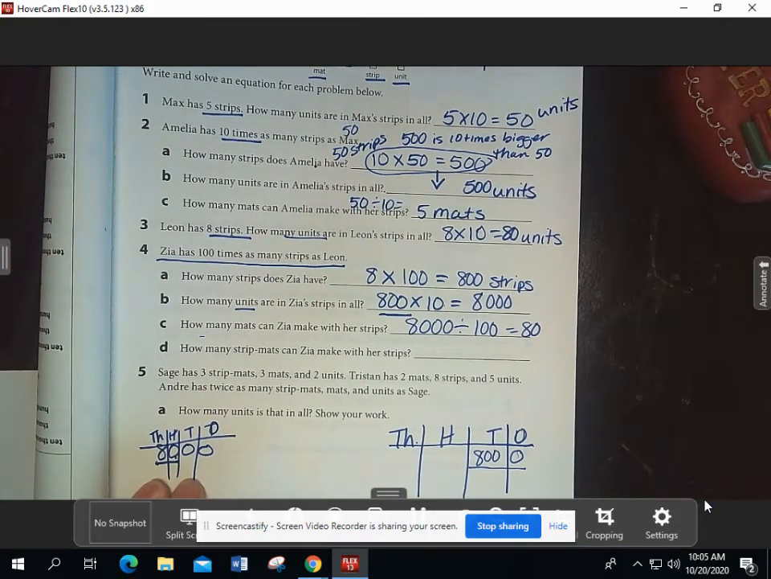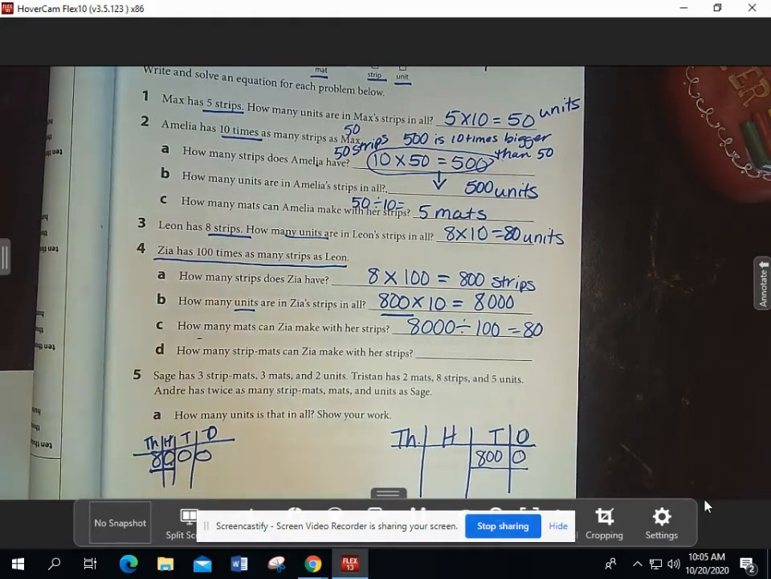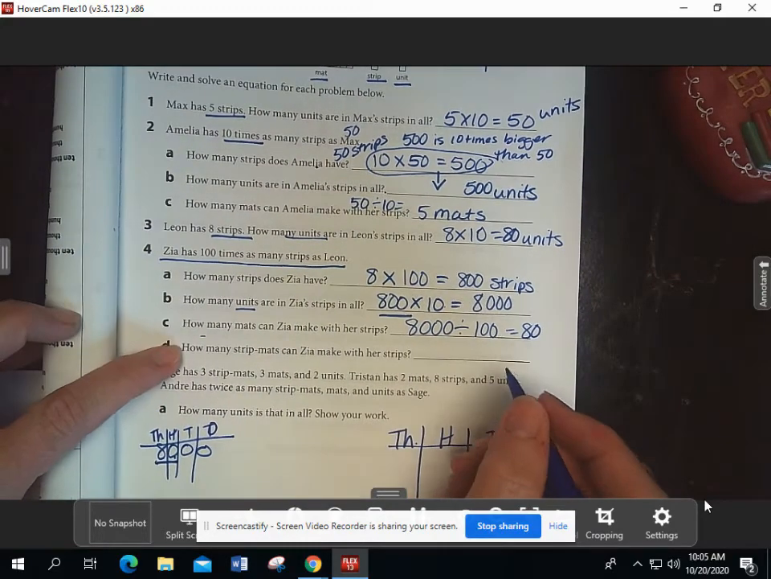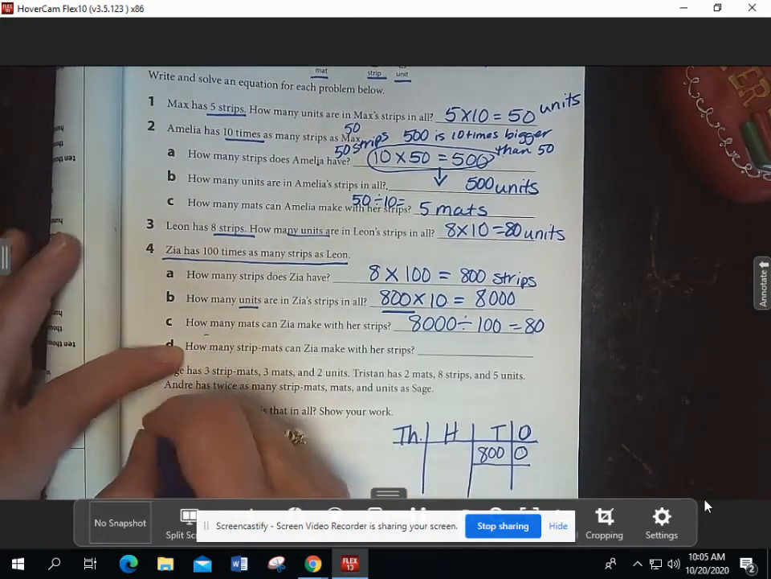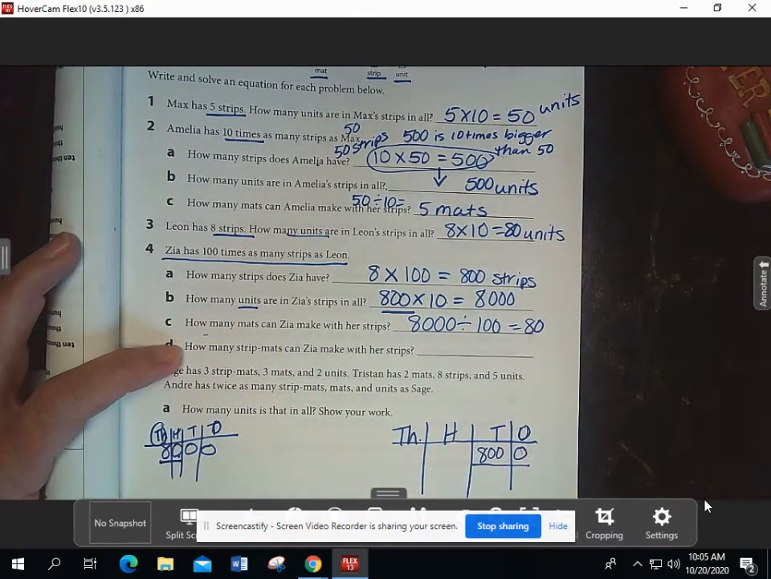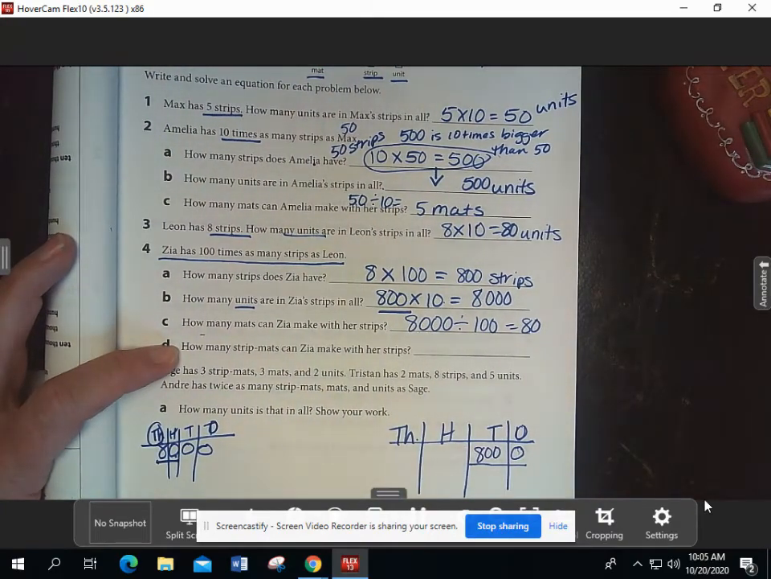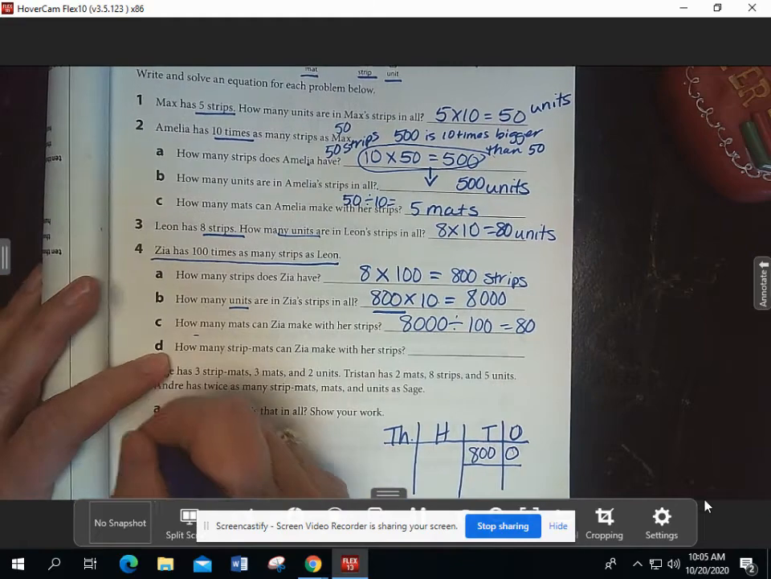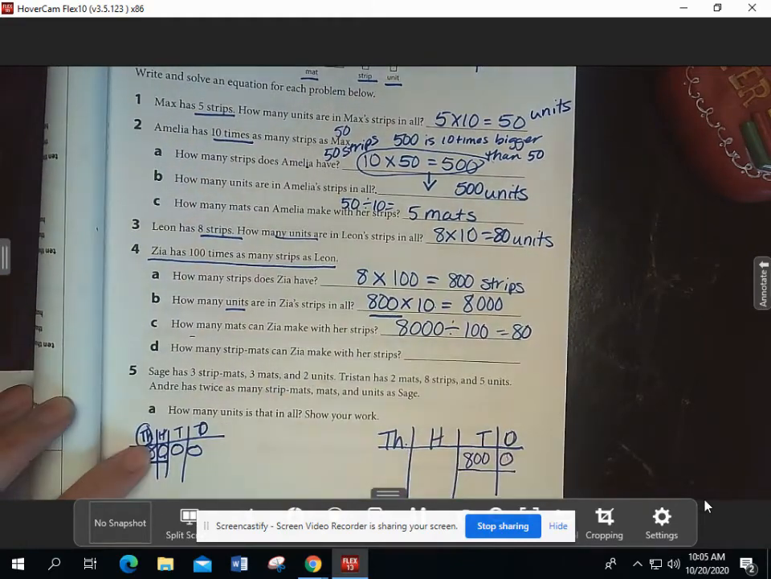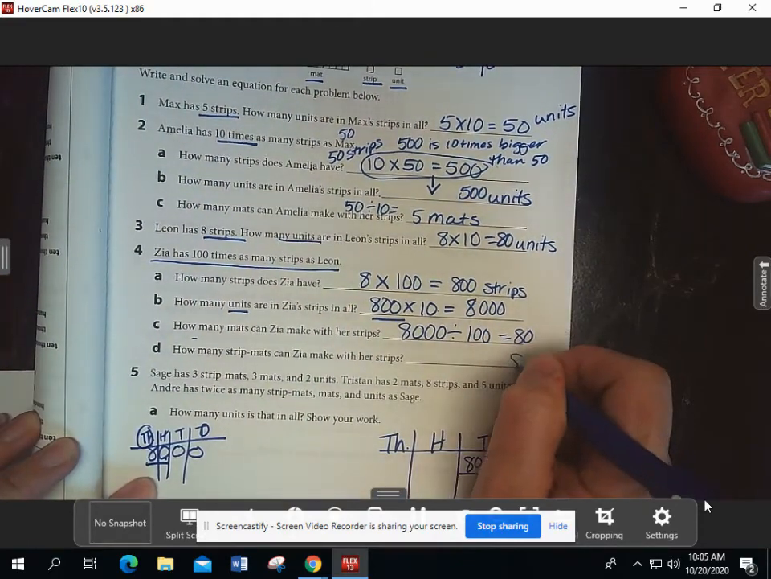I'm trying to show you with place value how this works. So how many mats? We're talking about our 10,000s. One strip mat is our thousands. So we can make 8.